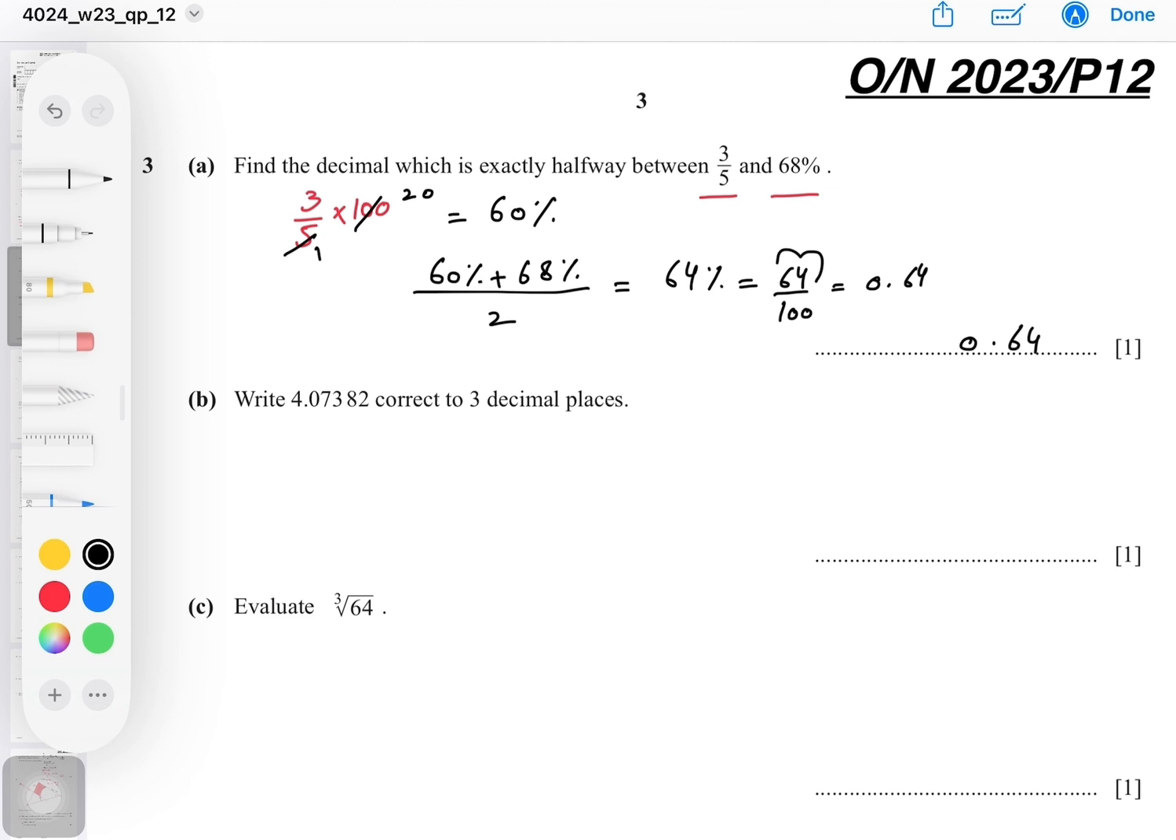Part B. Write 4.07382 correct to 3 decimal places. So if we see, the third decimal place is 1, 2, 3. So this is the third decimal place. So I have to round off on 3. So I'll do round up 4.074. So the answer is 4.074.